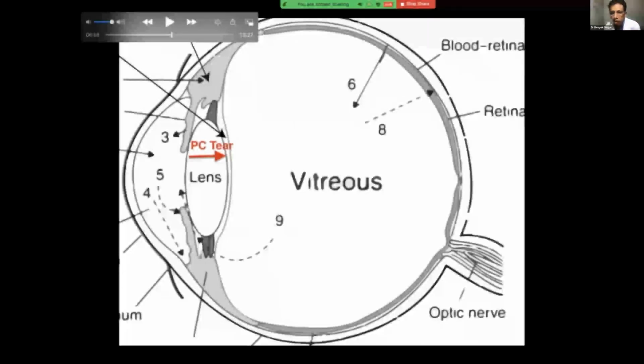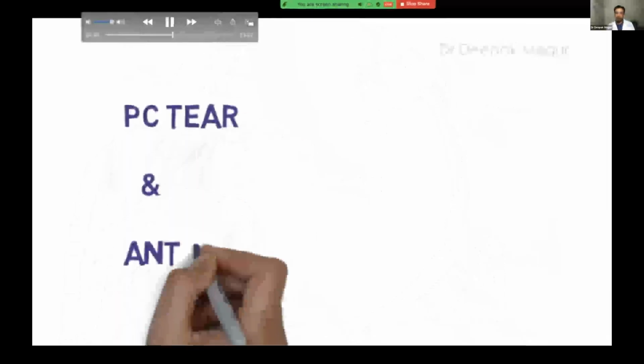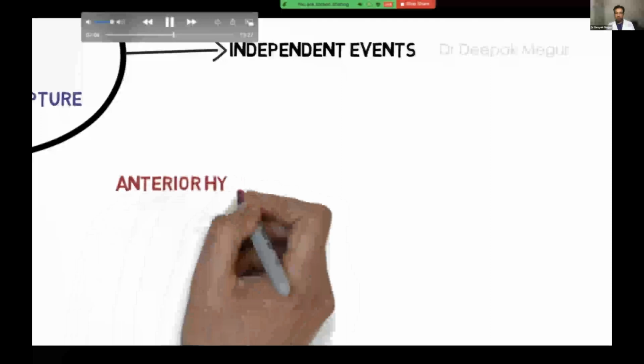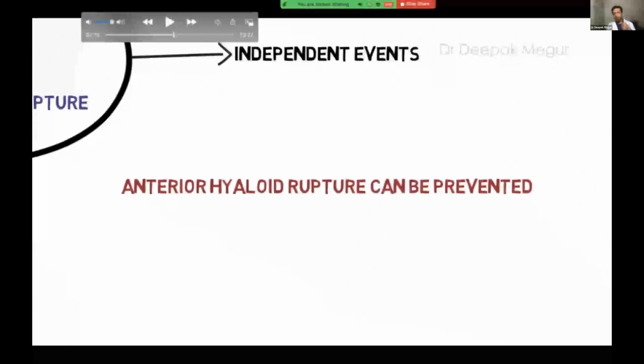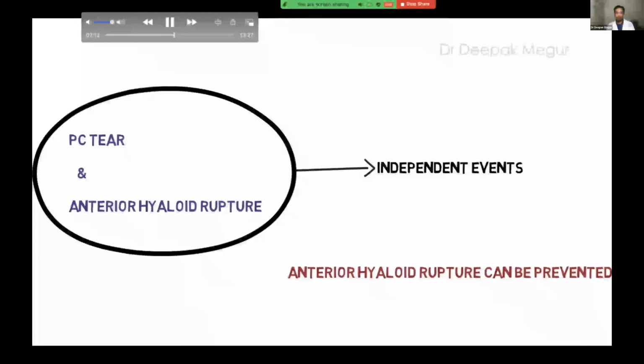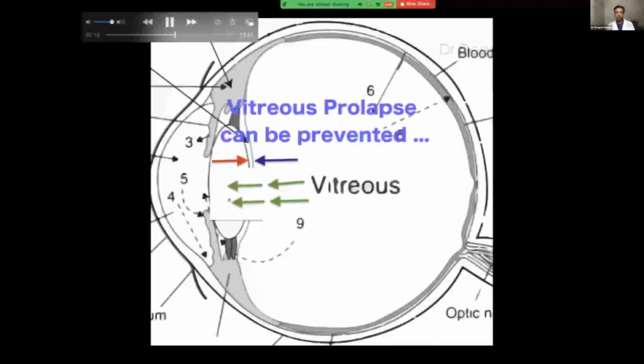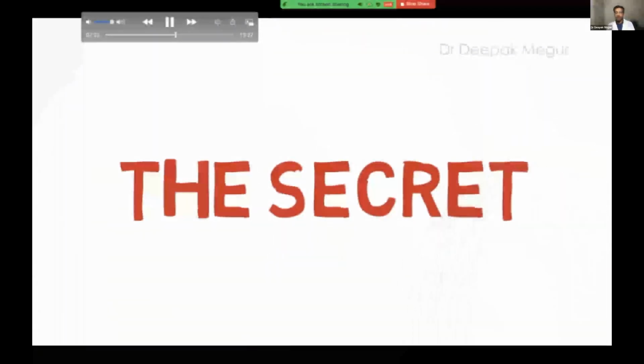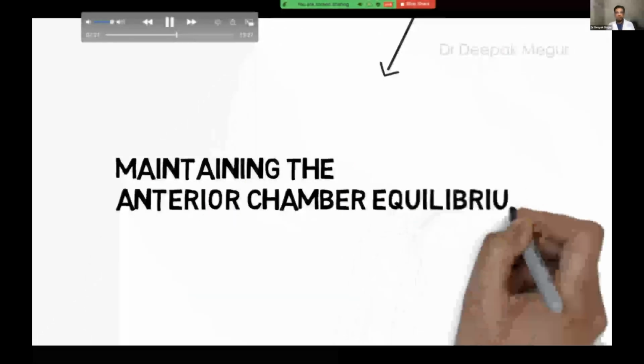So I'd like to conclude my talk by saying that PC tear and anterior hyaloid rupture are two different, independent entities, and if you can spot the PC tear early enough and take adequate measures, the anterior hyaloid need not always be ruptured when you have a PC tear. It can be prevented. The message here is you need to diagnose PC tear early enough. If we can take adequate measures, then we can prevent the vitreous from prolapsing out. Of course, the secret is, you need to maintain the chamber equilibrium. That is the most important secret.